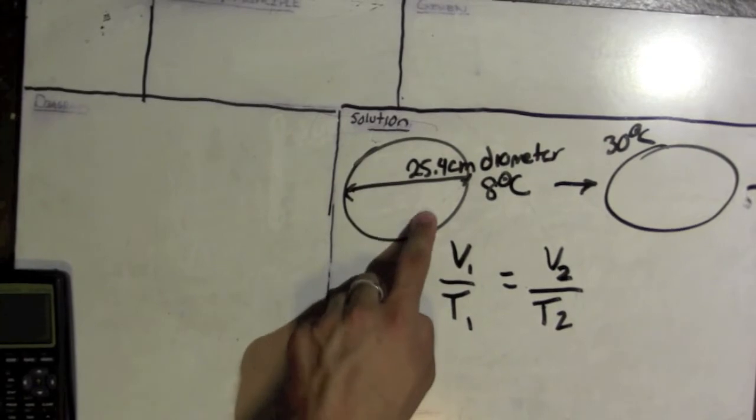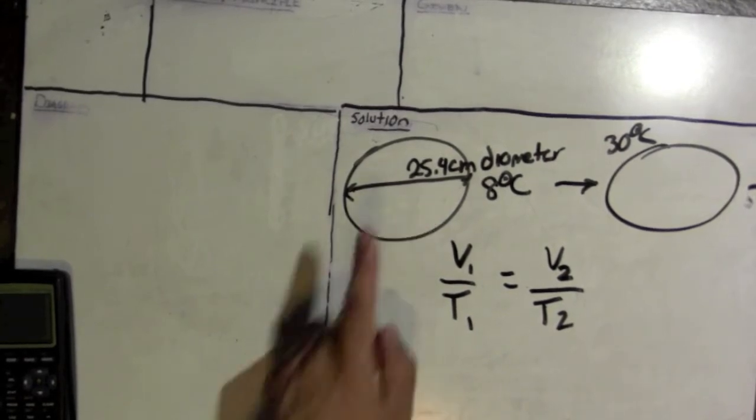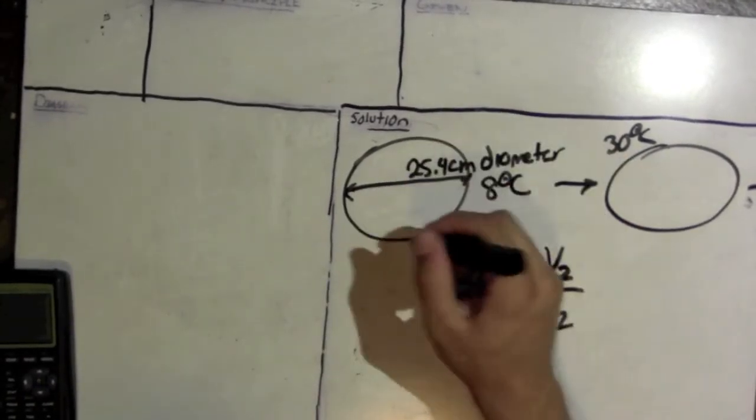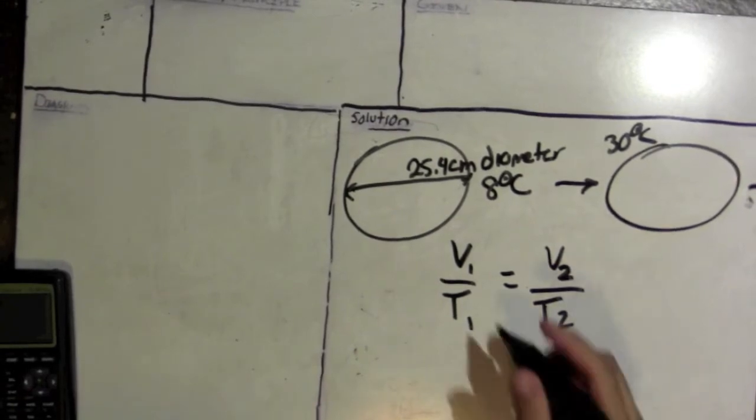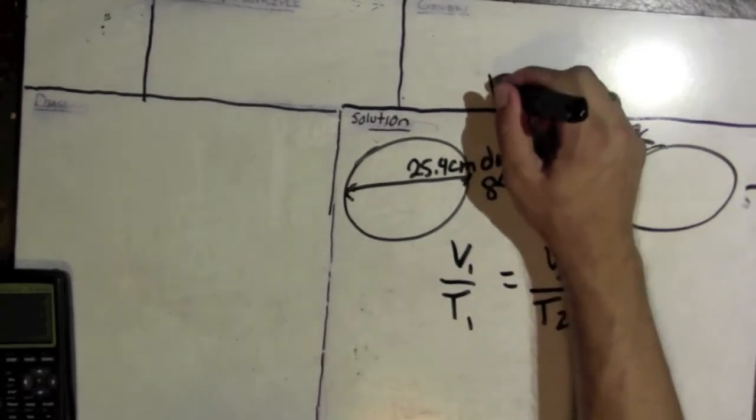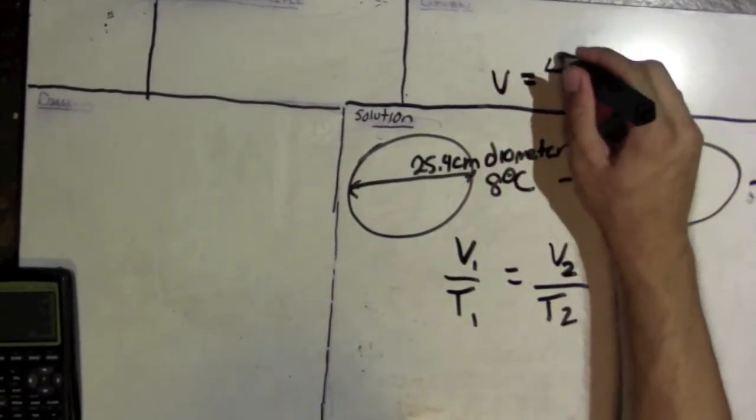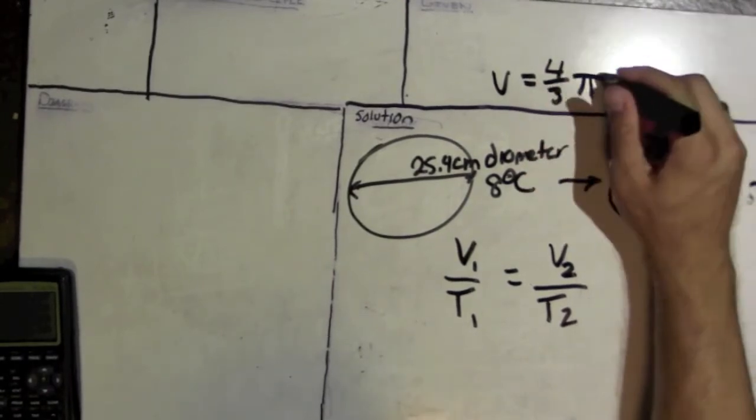Now, you don't actually have the volume. What you're given is the diameter. But we can assume that a basketball is a sphere. So we can figure out what the volume is of a sphere by saying volume is equal to 4/3 pi r cubed.